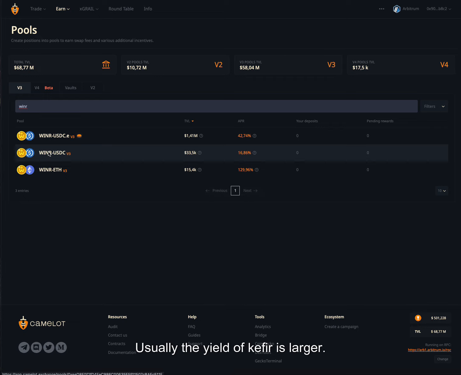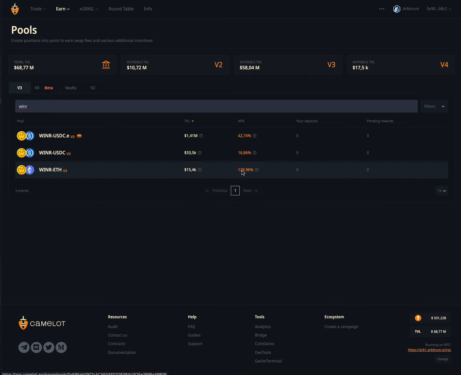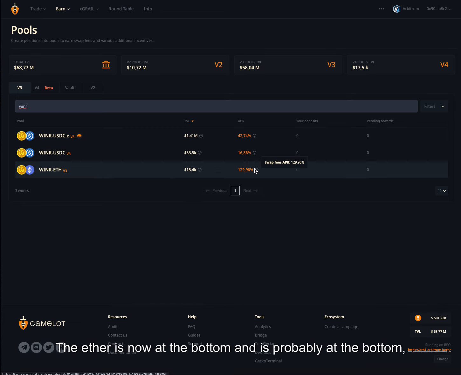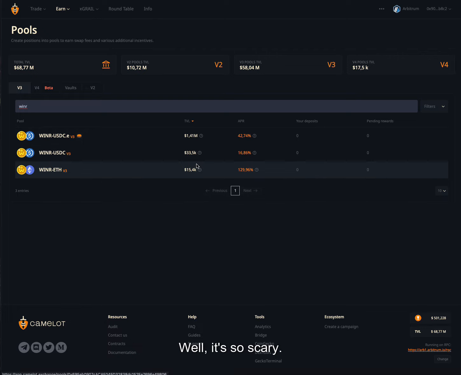Usually the yield of Ether pools is larger. They can also provide a comprehensive example here. Yes, in principle, Ether is probably a good option. Ether is now at the bottom, and therefore everything can cross the Ether there. Well, it's so scary.